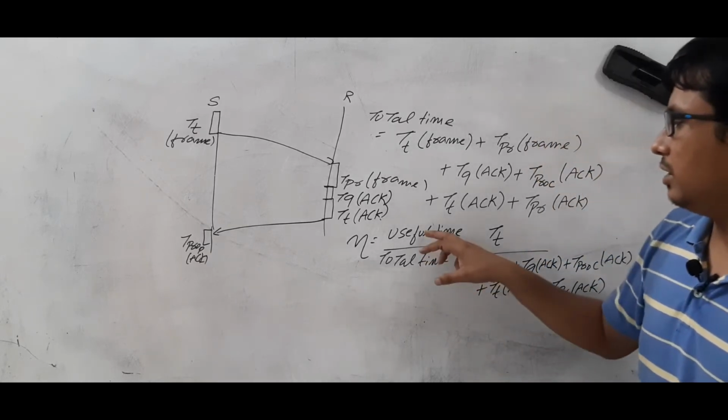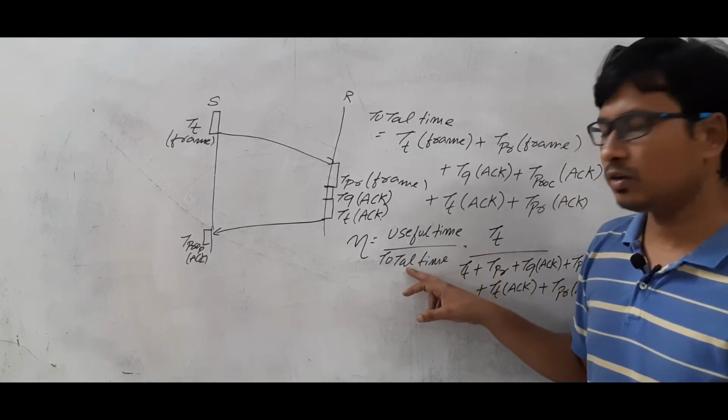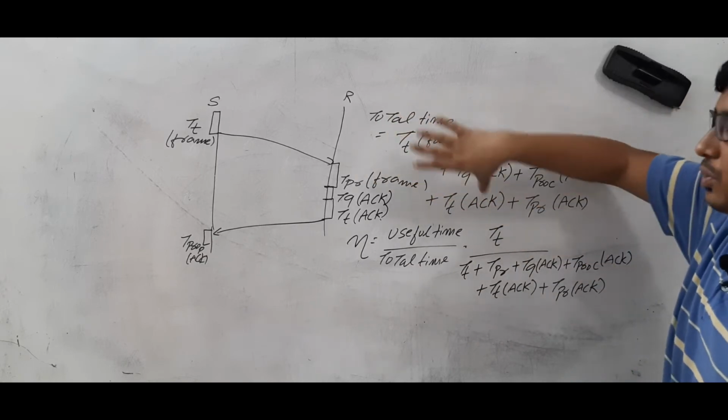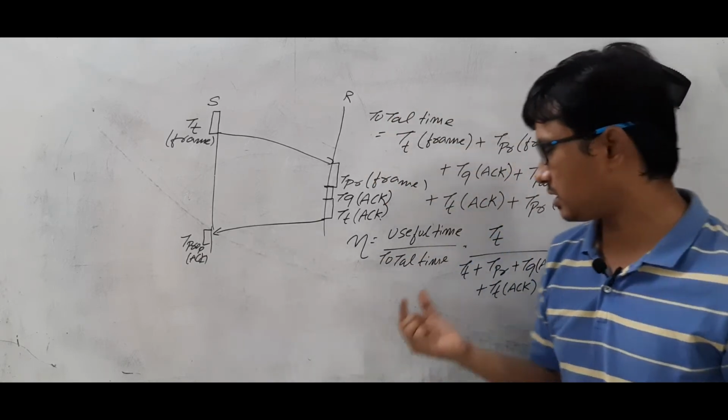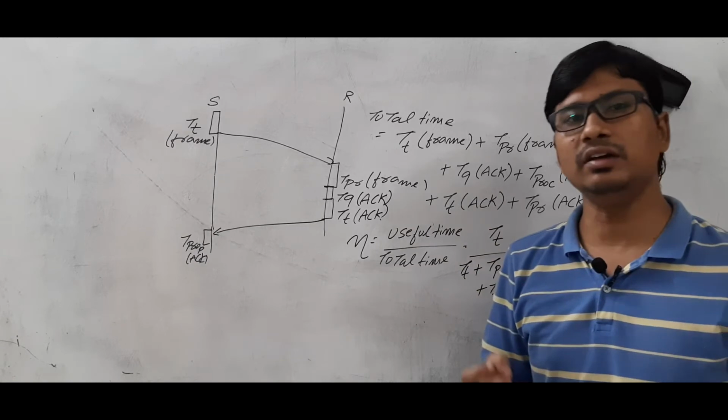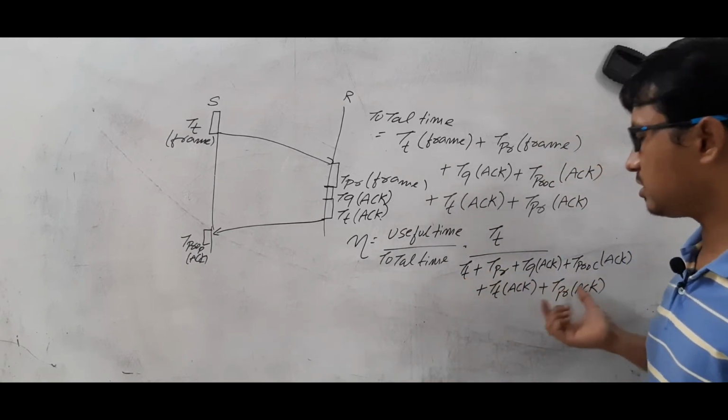So, the useful time out of the total time. What is the useful time? You have transmitted one packet. So that is the transmission delay for the frame, and then this is the total time.